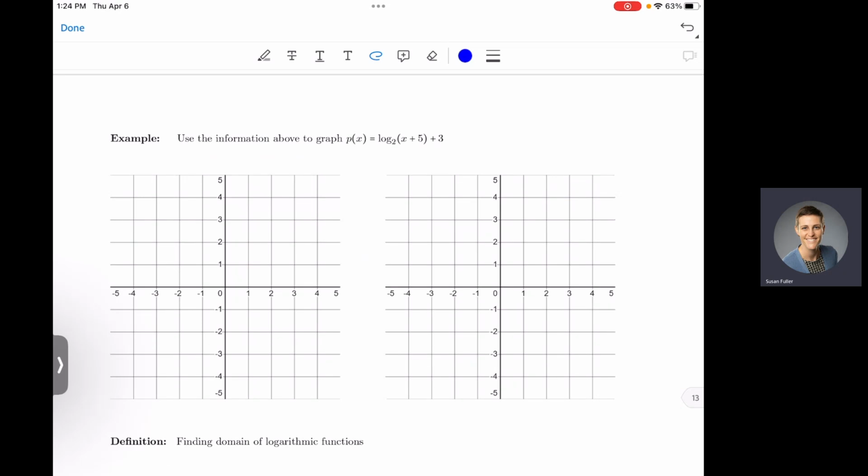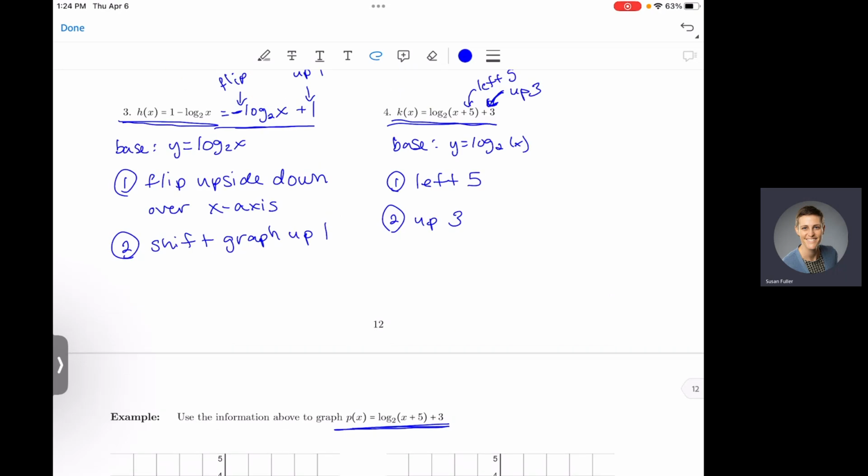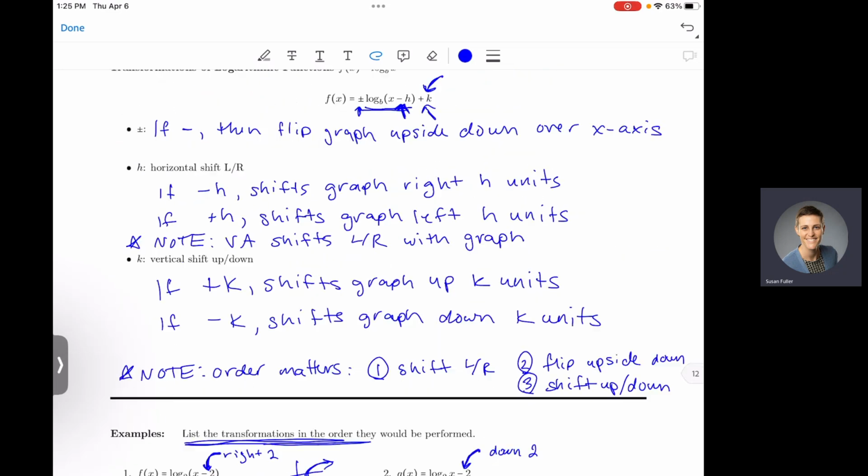Now we actually want to use the information that we have above to graph log base 2 of x plus 5 plus 3. So we just actually went through this one right here. So I know that I'm going to take the base graph of y equals log base 2 of x, and I'm going to take that graph and shift it to the left by 5 units and up 3 units. So let's start by graphing our base function of y equals log base 2 of x.